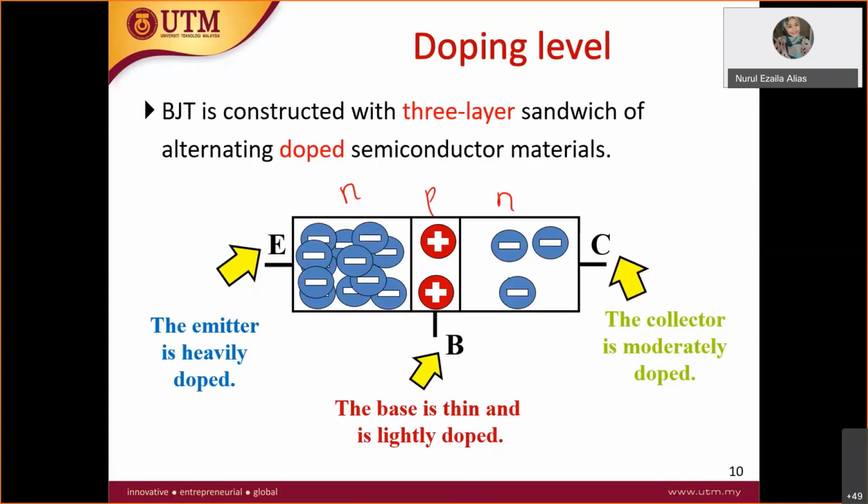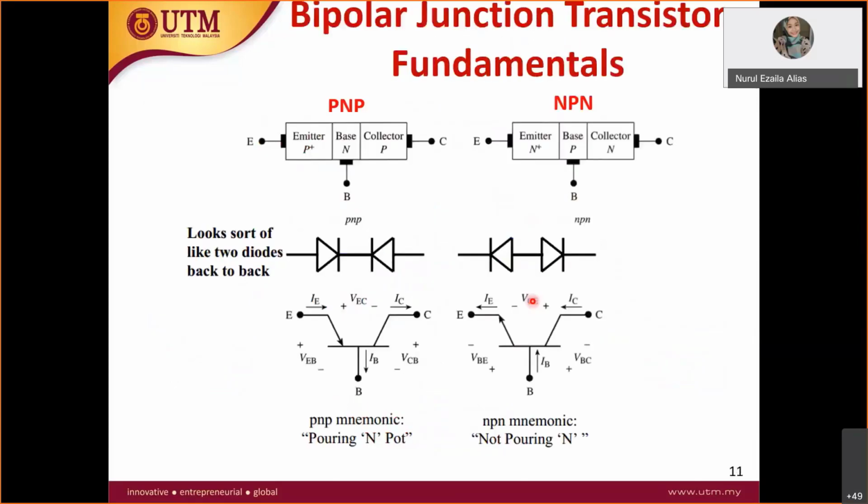So in the emitter, the emitter is heavily doped N type, the base is lightly doped P type, and the collector is heavily doped with N type. That's why I said it has a dual PN junction. Let's take a look at the NPN here. So this is NPN, therefore you have two diodes connected together.